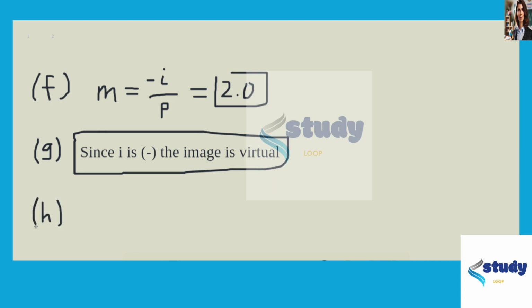Part H wants to know if the image that is produced is upright or inverted. So to figure that out, we can look at the magnification. And since the magnification M is positive, the image is upright.